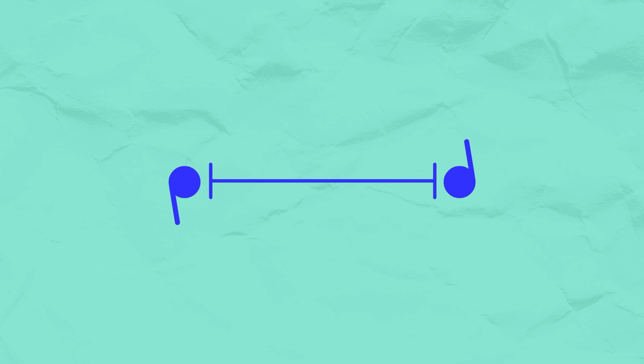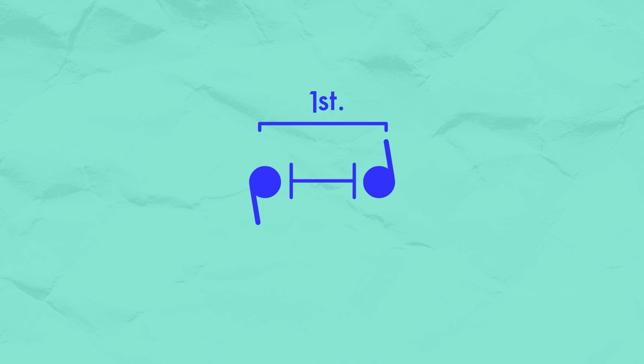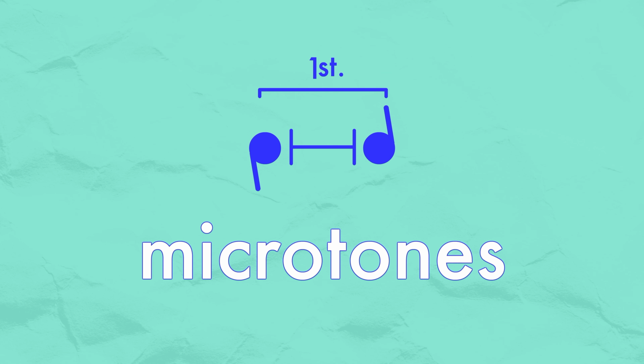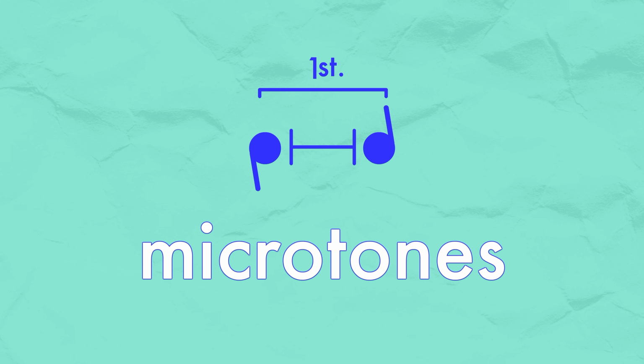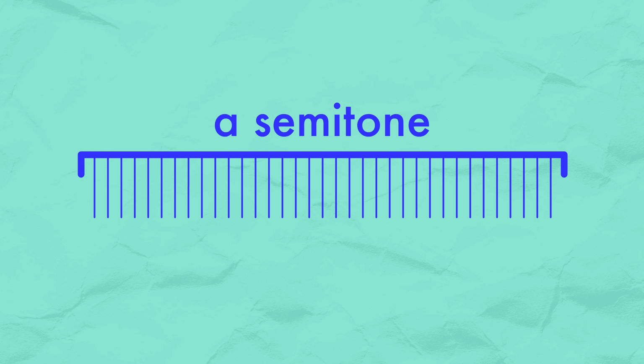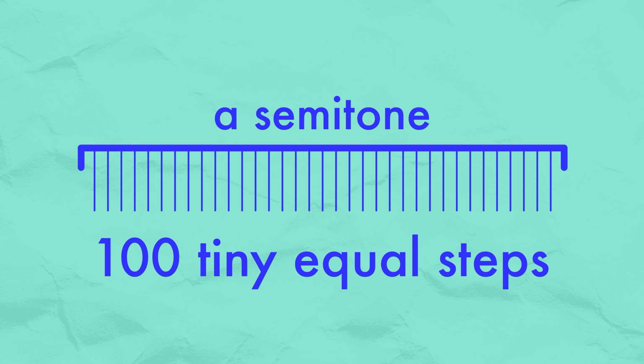What if the distance is smaller than a semitone? These intervals are not very common in Western music, but they definitely exist, and they're called microtones. Microtonal music is a whole different rabbit hole, and we can explore it in a future video if you'd like us to. The main thing you might want to know is that semitones can be actually subdivided into a further 100 tiny equal steps called cents.